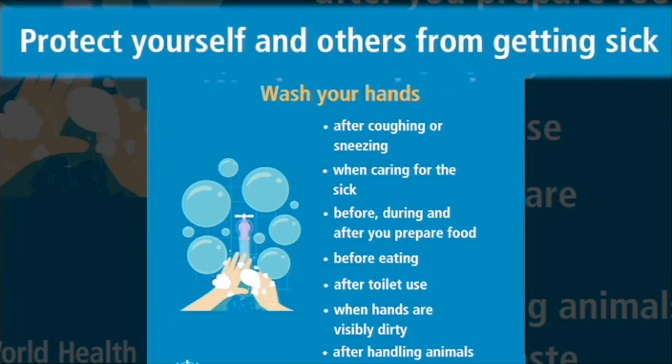COVID-19 tip. Protect yourself and others from getting sick.